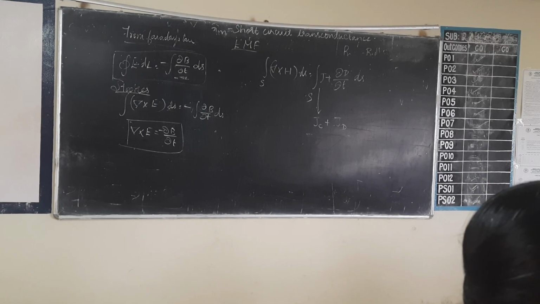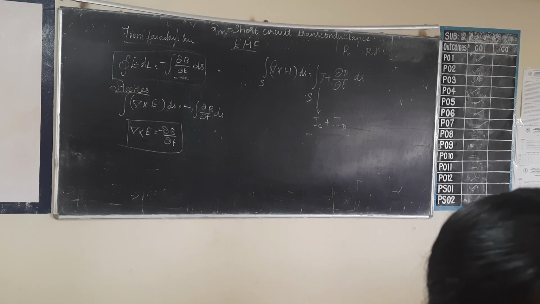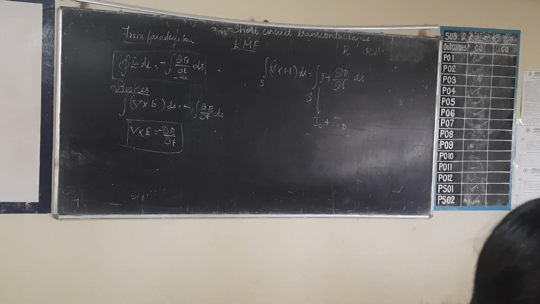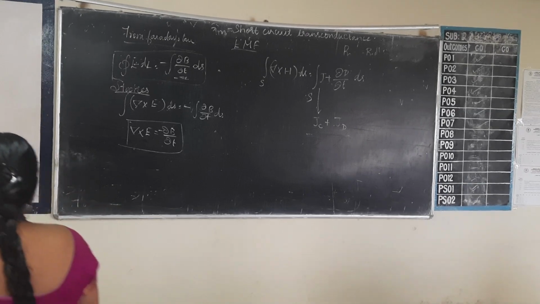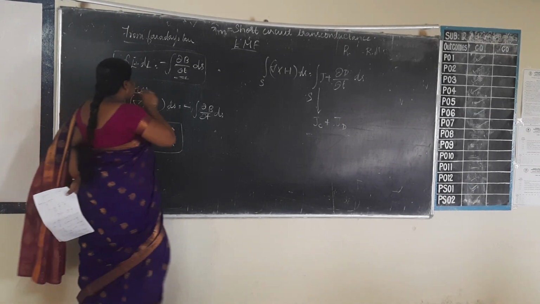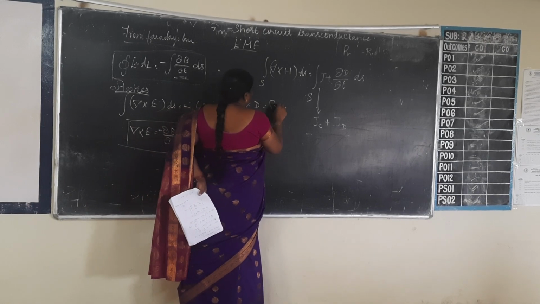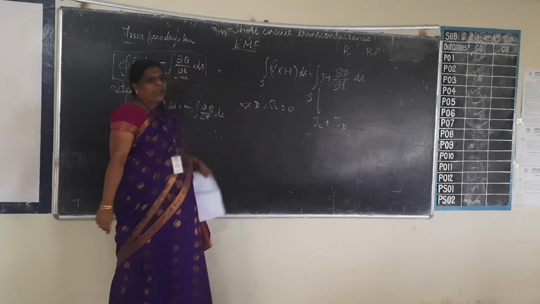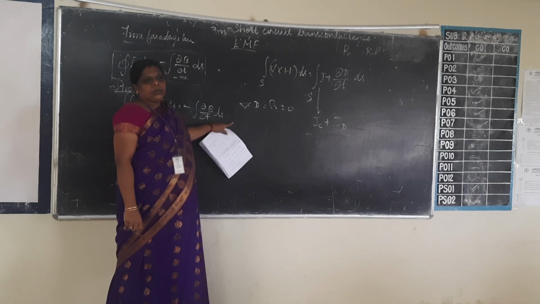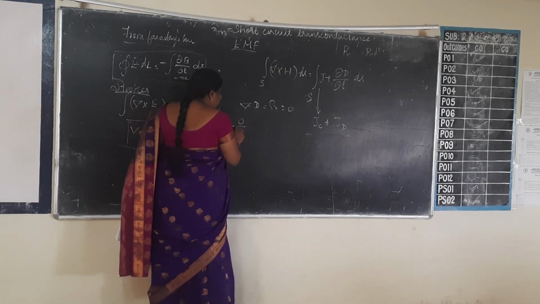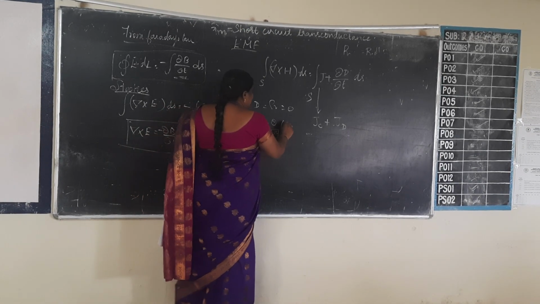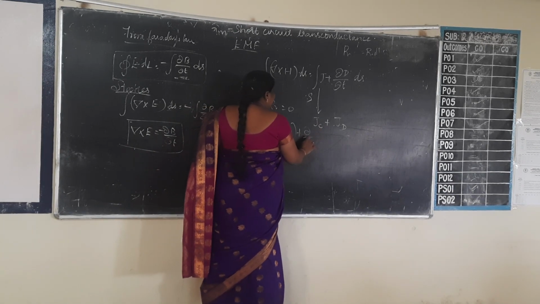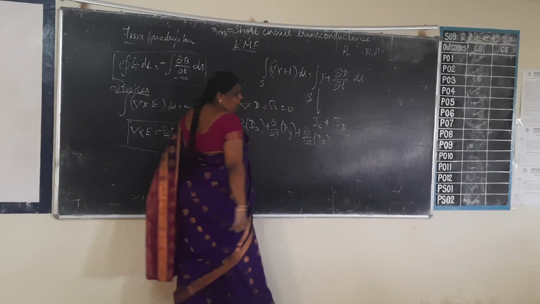Very good. Del dot D is equal to rho v, which is equal to 0. Clear? So what can you write for del dot D? It is the partial derivative of Dx with respect to x plus the partial derivative of Dy with respect to y plus the partial derivative of Dz with respect to z. This is what we have to find out.